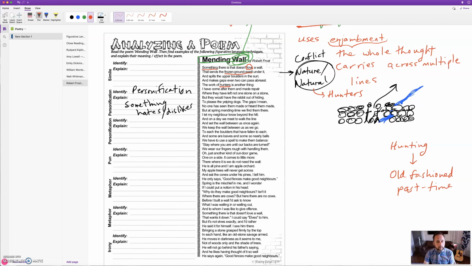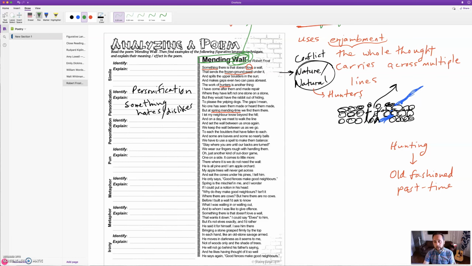"The gaps I mean, no one has seen them made or heard them made, but at spring mending time, we find them there." Springtime is when you fix the wall. "I let my neighbor know beyond the hill, and on a day we meet to walk the line and set the wall between us once again."